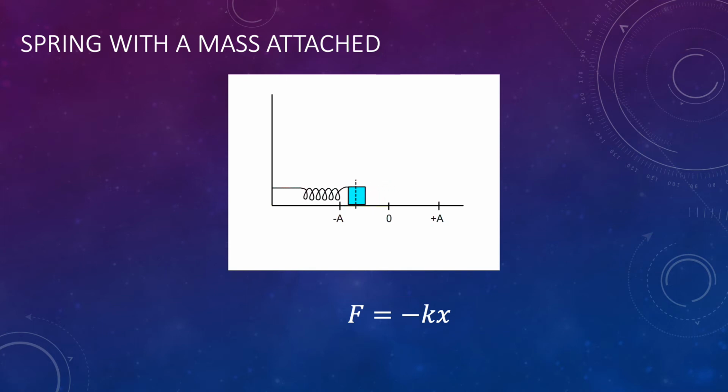A spring with a mass attached at the end of it can be used to demonstrate simple harmonic motion. If we pull the spring and leave it, it will start to move forward and backward in a periodic motion. And if you remember Hooke's law, which is the same equation as we discussed before, here the k constant is defined as the spring constant.